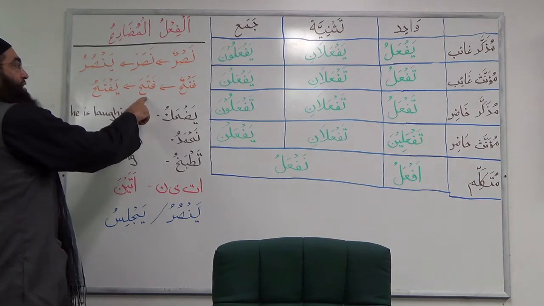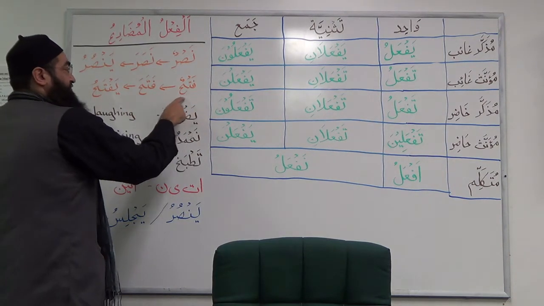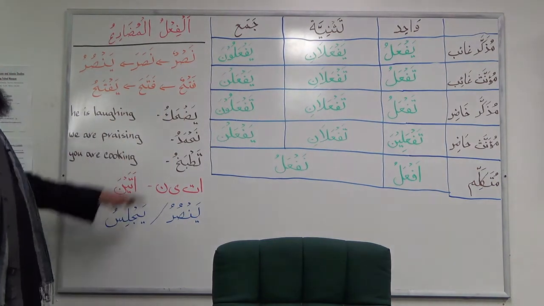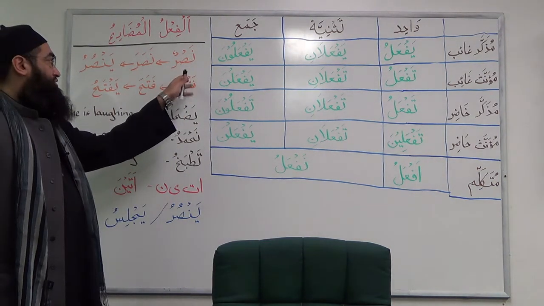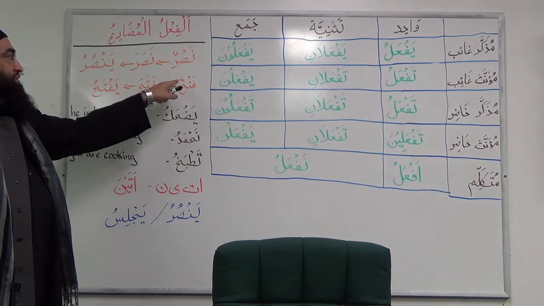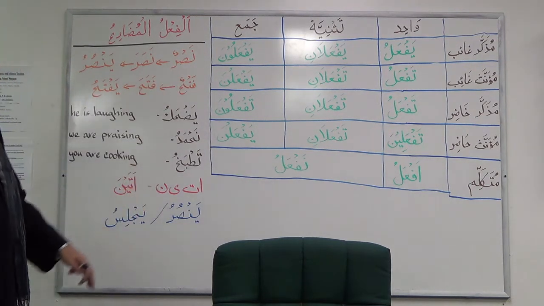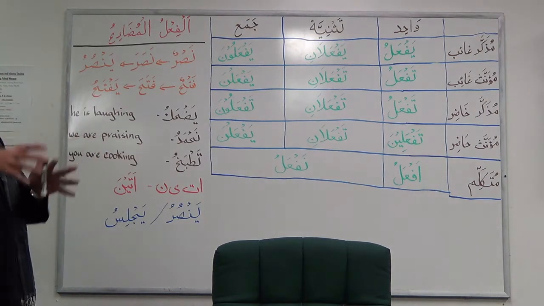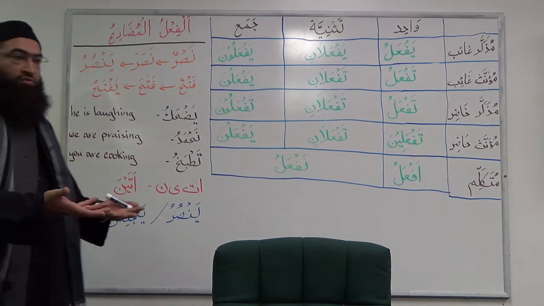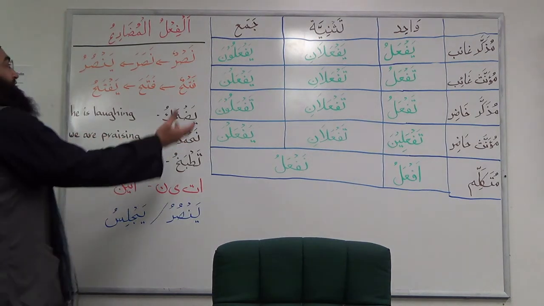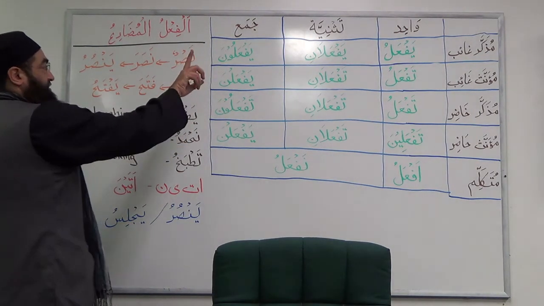Remember the wahid mudhakkar ghaib, fataha? It was made from the masdar. So what did we do to make fi'l madi? We took away the tanween, because whenever tanween, the two dhammas, comes on a word, that means it's a noun. It's one of the signs of being a noun. So now you want to make it a verb, so you're going to take that away.